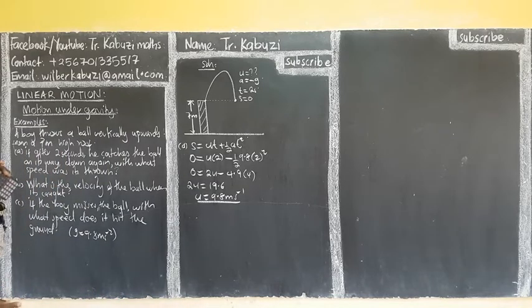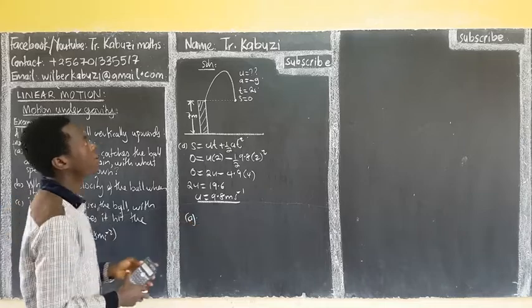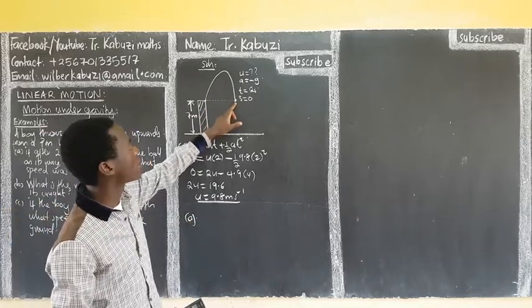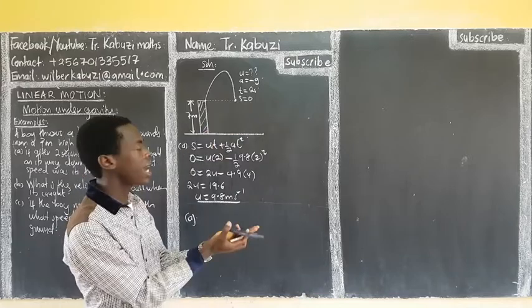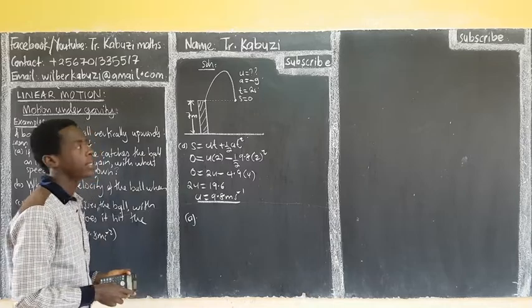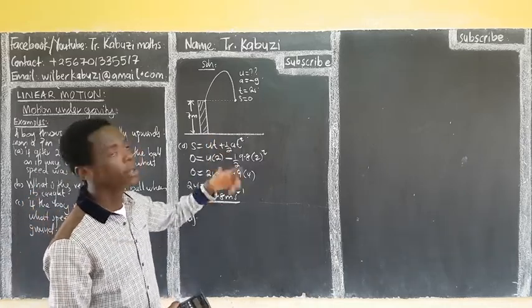As simple as that. Okay, then again, what is the velocity of the ball when it's being caught? So, when it's being caught, the distance we are going to consider is 0 because it's caught at this point. What formula are we going to use? We need the final velocity, we have the initial velocity, we have the acceleration, we have the time.